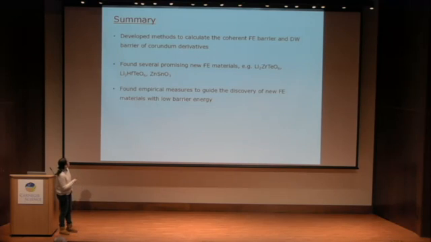And in the summary, we developed methods to calculate the incoherent barrier and the domain wall barrier. And we found several new materials that could possibly be new ferroelectrics. And we find that the band valence sum is a good measure to help us discover new ferroelectric materials in current and derivative families. Thank you all for your attention.